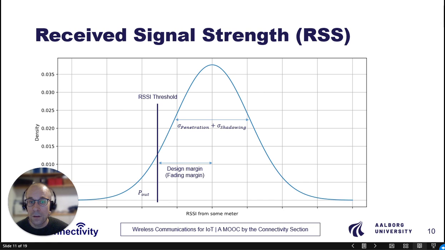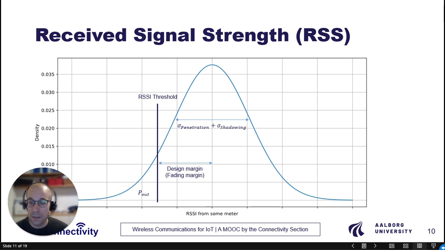Then we could ensure that only a certain outage probability would cause signals not to be received. Or in other words, we would introduce this design margin to absorb some of the variations that we see in the received signal strength.